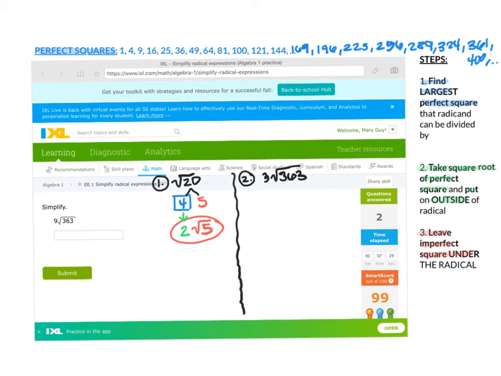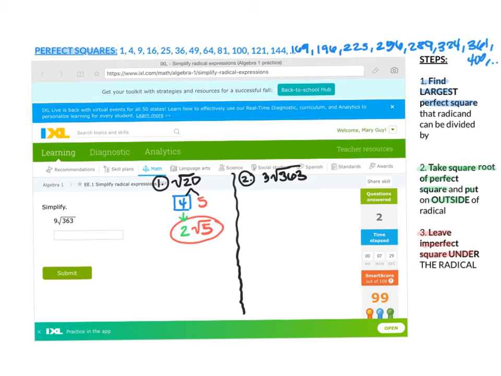And the one that actually works is the 121. So the perfect square that I would have to use is 121. The largest perfect square that I can use is 121. So I'm going to box it in because that's my perfect square. When I take 363 divided by 121, I get 3 as my imperfect square.